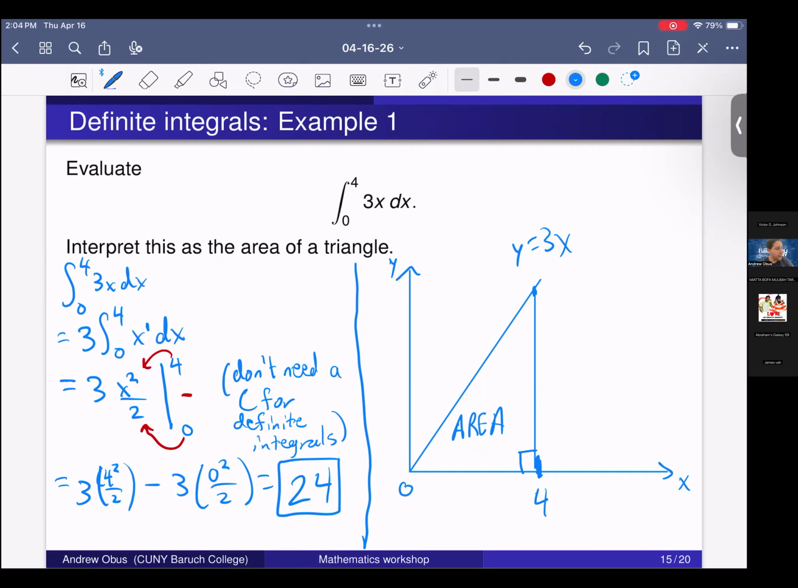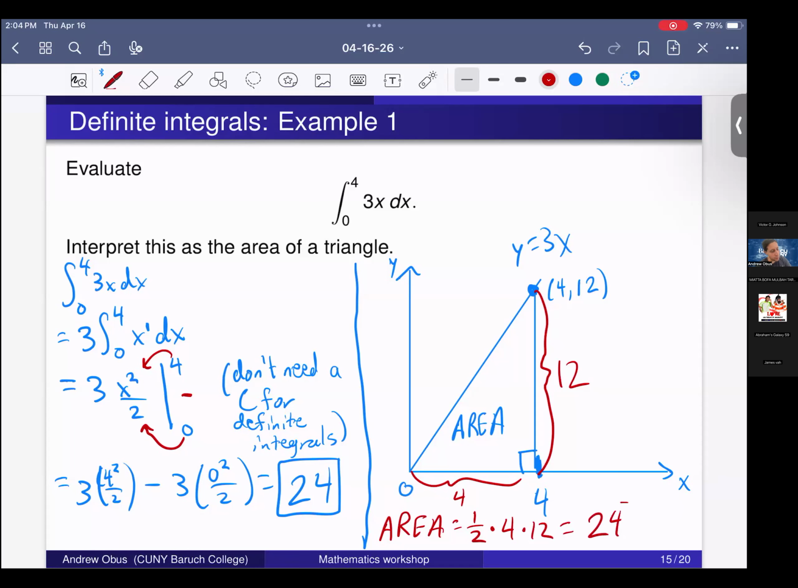triangle, right? So if I have y equals 3x and x is equal to 4, then my y value here is 12. So what I have is a triangle whose base is 4 and whose height is 12. And so we get that the area is equal to 1/2 times the base times the height, and this is also equal to 24.